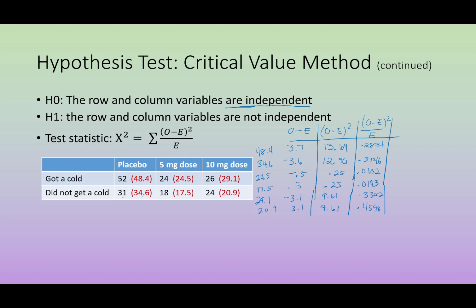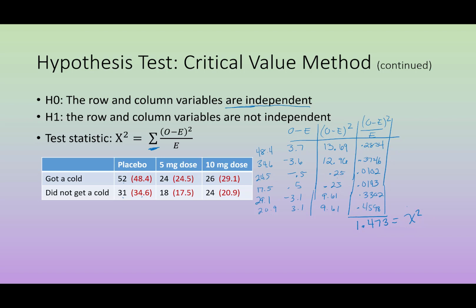Now when I come back to my formula here, it says that I need to take the sum of all those values I just found. So in my last column here, I need to find the sum of all of these. So I would add those all up. And when I add that up, I get approximately 1.473 or so. So this right here is equal to my test statistic for my chi-squared value.